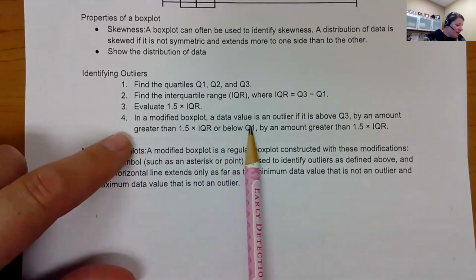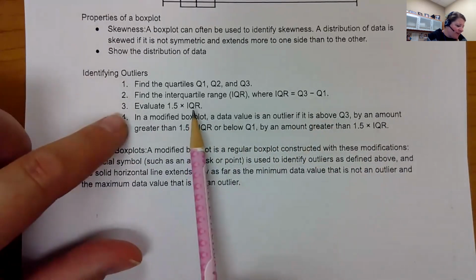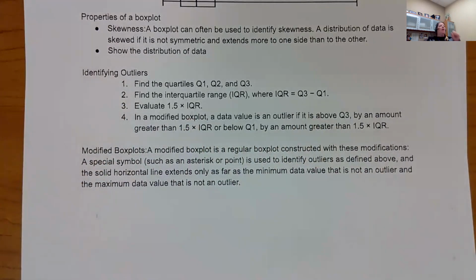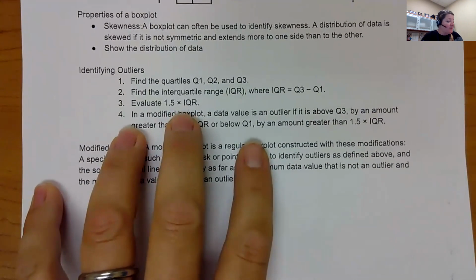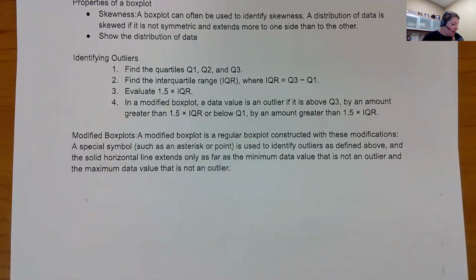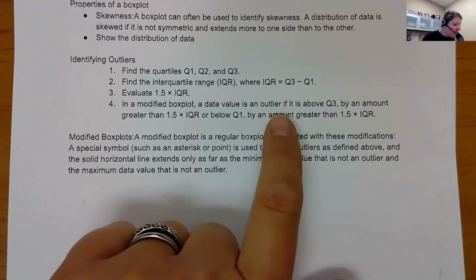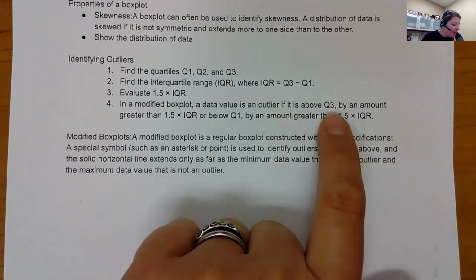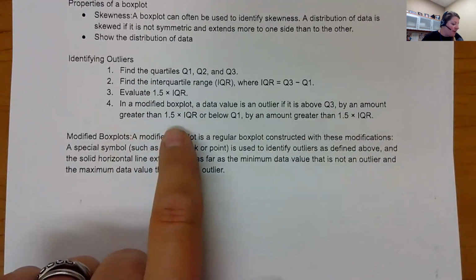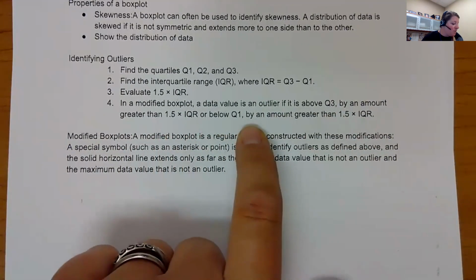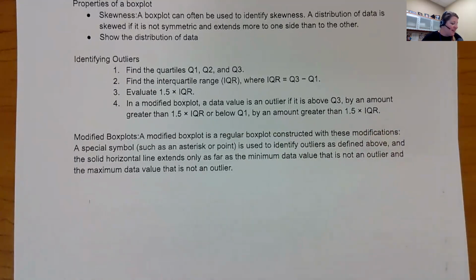So a modified box plot is, oh well, anyway, that's how I evaluate an outlier officially. So a lot of times we just look at it and go, yeah, that number is probably an outlier. This is an official way, 1.5 times the IQR. If I use a modified box plot, a data value is an outlier if it is above Q3 by an amount greater than 1.5 times the IQR or below Q1 by that amount. I don't understand the modified box plot word in that one, but basically we're just looking at whether it's an outlier.